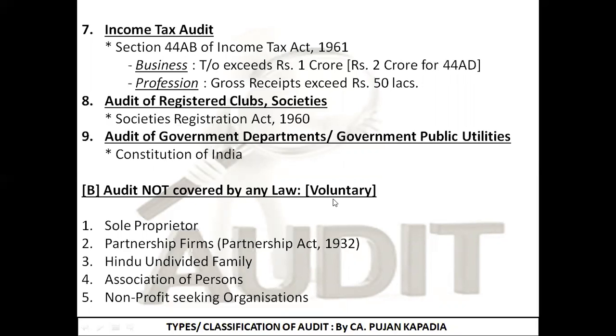Second is voluntary. Voluntary means it is not compulsory. If you want to get your books of accounts audited, then you can get it audited. So if I am a proprietorship concern, that is a single owner business, a partnership firm, HUF, AOP, or any non-profit seeking organization, these organizations can get their accounts audited voluntarily. That is, it is not compulsory under any act. But if you feel that you want to get your books of accounts audited, you can get the same audit.